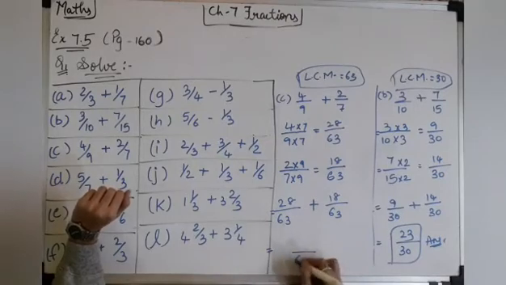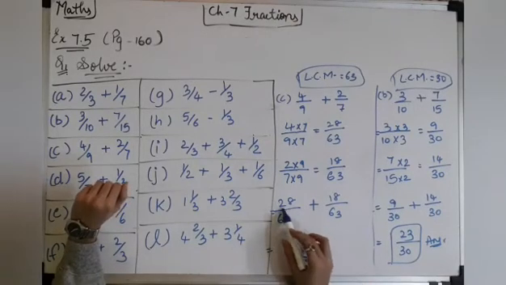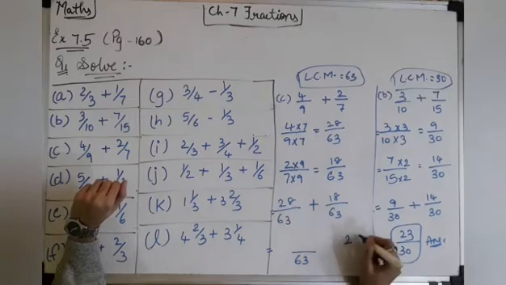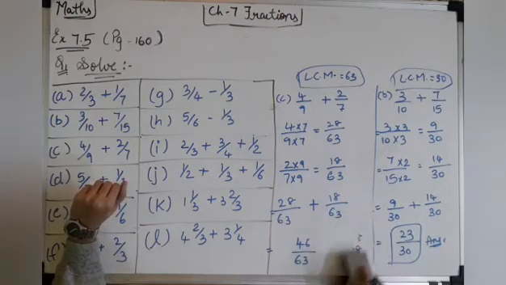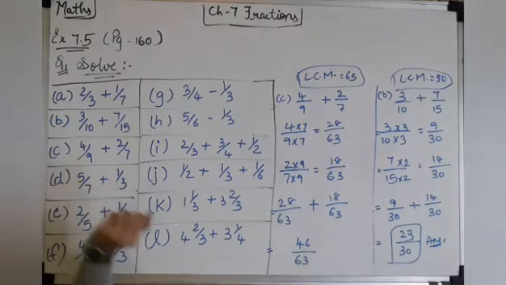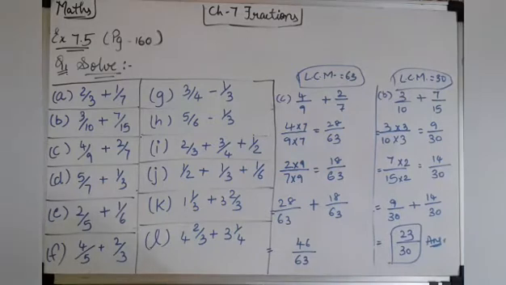Denominators are same, so I'll write 63 and 28 plus 18. 8 plus 8 is 16, so 6 and carry 1; 2 plus 1 is 3, 3 plus 1 is 4. So 46 upon 63. You can also write it in the simplest form, but 46 upon 63 is also a right answer.